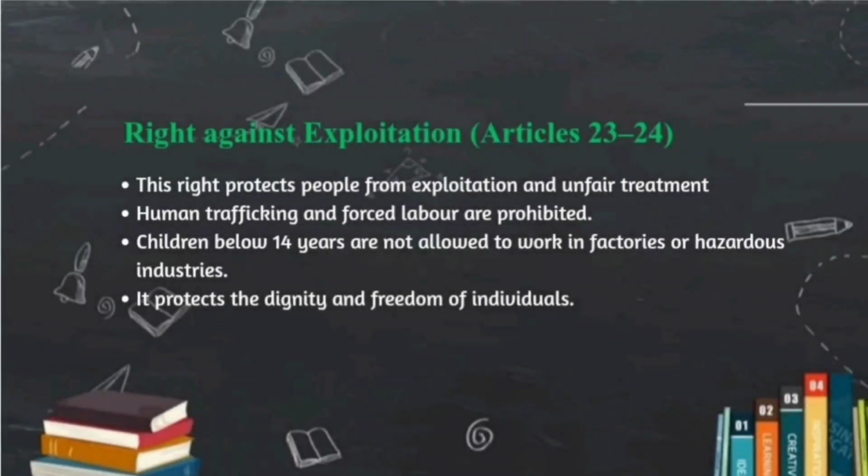Right against exploitation. Article 23 to 24. This right protects people from exploitation and unfair treatment. Human trafficking and forced labor are prohibited. Children below 14 years are not allowed to work in factories or hazardous industries. It protects the dignity and freedom of individuals.